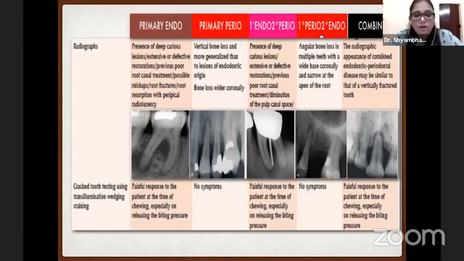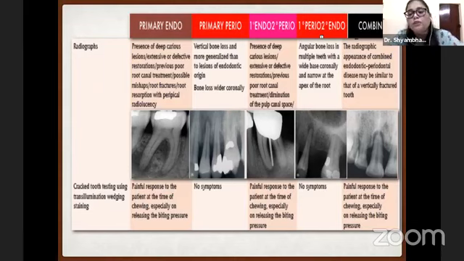In primary periodontal lesions, there will be no symptoms. In case of primary endo secondary perio, there is a painful response to the patient at the time of chewing, especially on releasing the bite. So whenever the bite is released, if there is pain, then it indicates that the pulp is involved. And in general, in periodontal involvement, there might not be such symptoms that are seen.